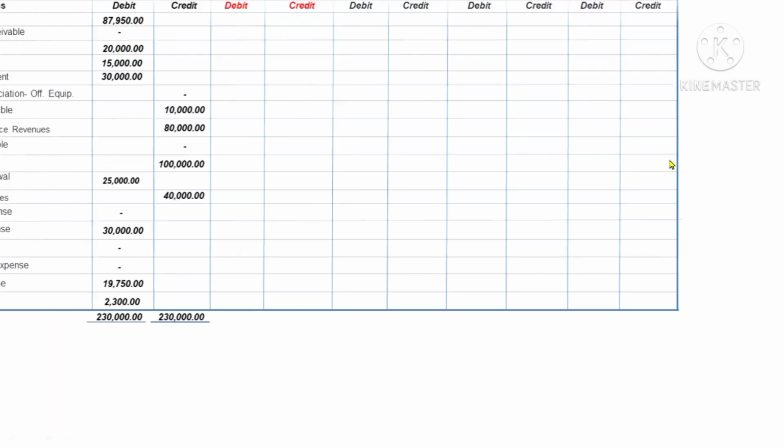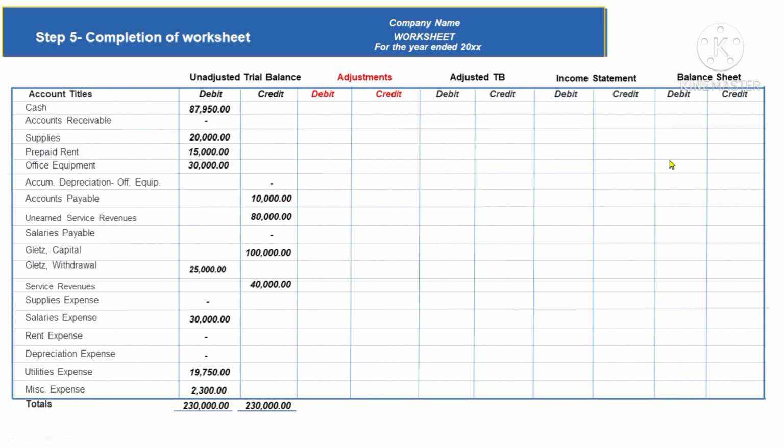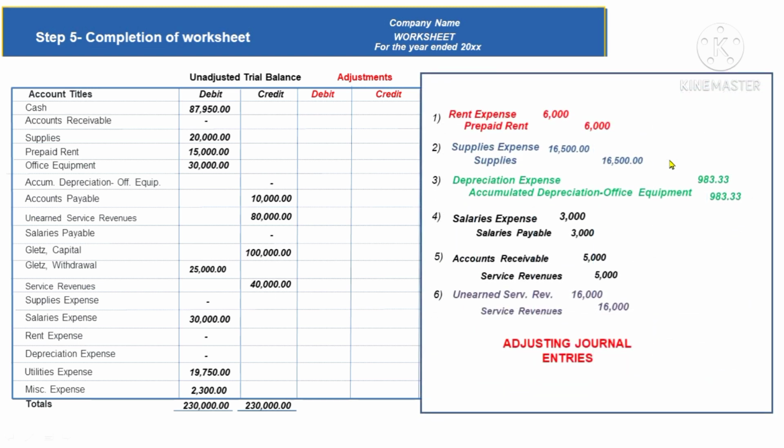So this is the worksheet with the unadjusted trial balance. Let's now post the adjusting entries. What are they again? I know you did not memorize all of those, so here they are. So now let's post. Debit rent expense, you post it right here. And also credit prepaid rent, you post it right here. Debit supplies expense 16,500, you post it right here. And then credit supplies right here.